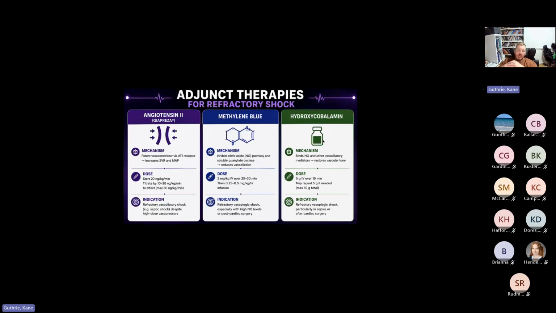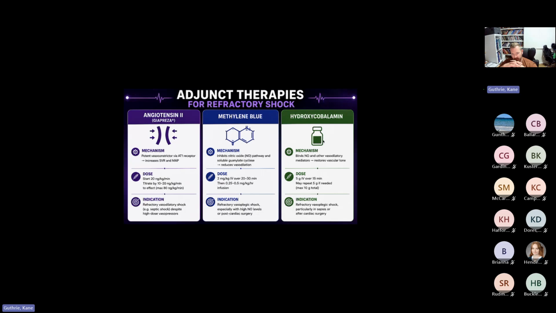And so our three therapies that we may go for. Angiotensin 2 is a new drug on the market. It's been used in a few ICUs over east at the moment, and I'm sure it'll come over to Western Australia soon enough. And there's a lot of trials coming out of America. It's a potent vasoconstrictor of the AT1 receptor, so angiotensin receptor, that will increase your SVR and your MAP.